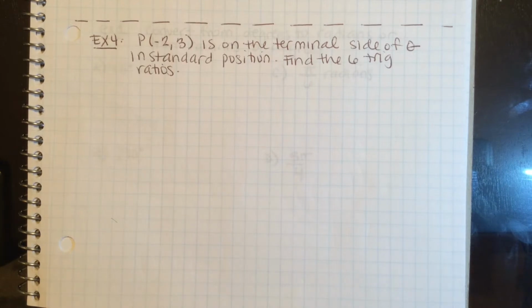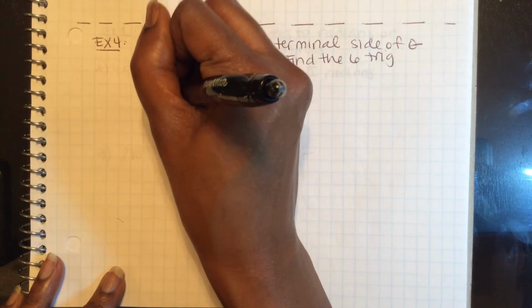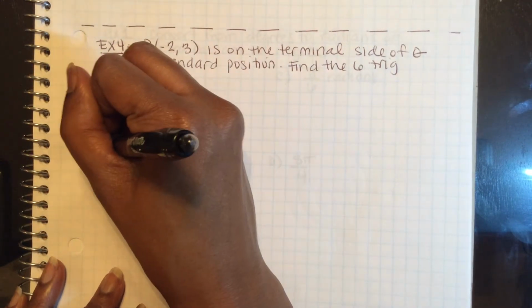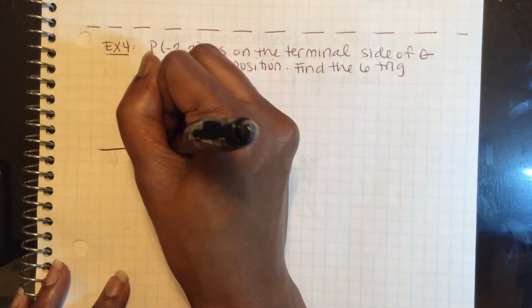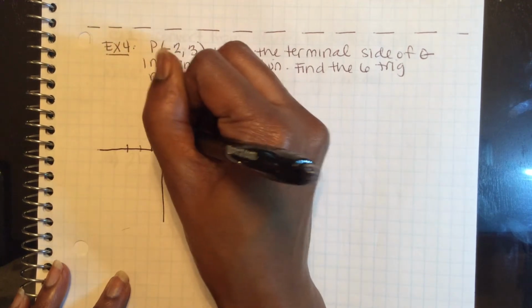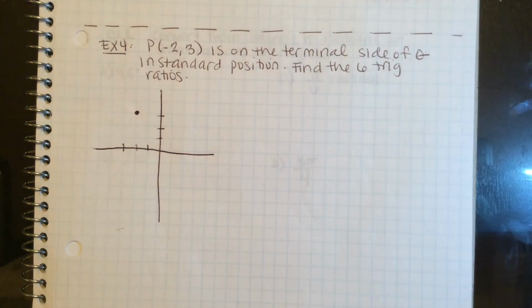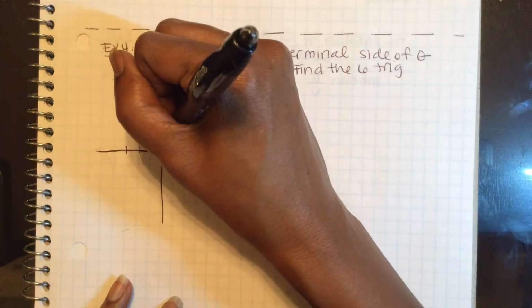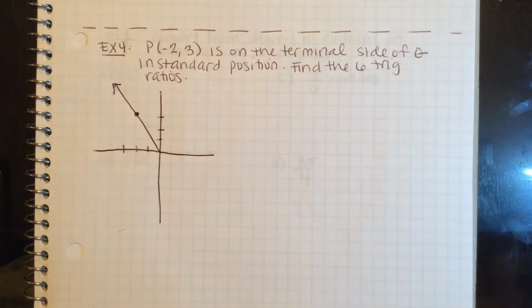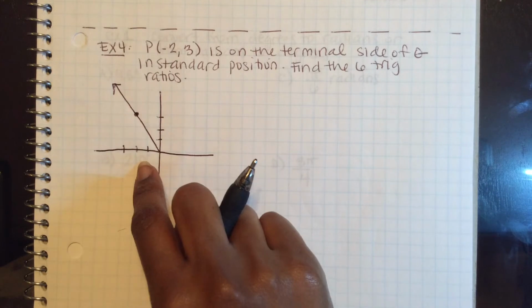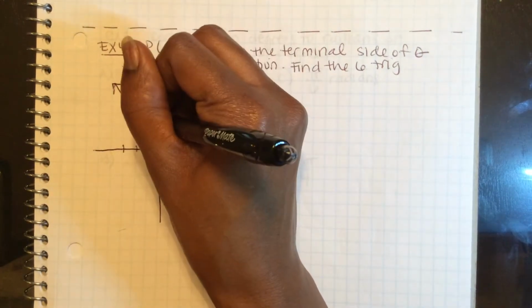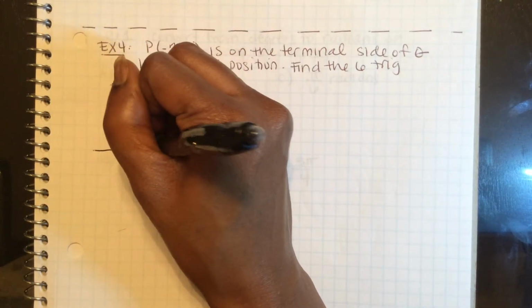So remember, if you memorize the 3 ratios we derived above, you will not need to draw this picture, but I'm going to draw it because I think it's great to have a visual. So -2, 3 is here. Here's my point P, and here it's going through the terminal side of my angle. So now remember, theta is always between your terminal side and the x-axis.